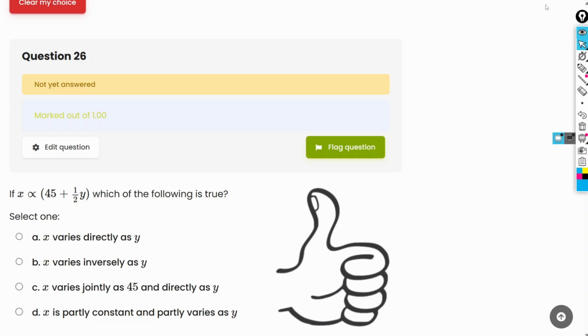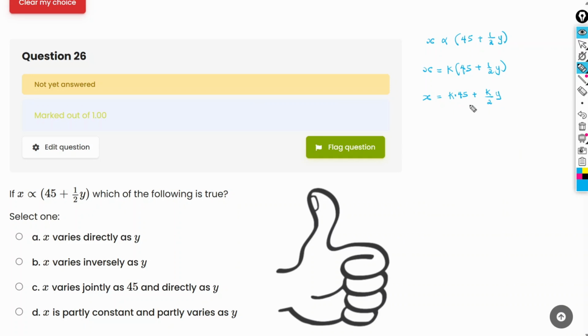Question 26 says, if x is directly proportional to 45 plus half y, so x is proportional to 45 plus half y, then which of the following is true? All right, and we have a bunch of options. So let me write it as an equation before we decide. Let's say x is equal to k times 45 plus half y. That means that x is equal to k times 45 plus k over 2 y.